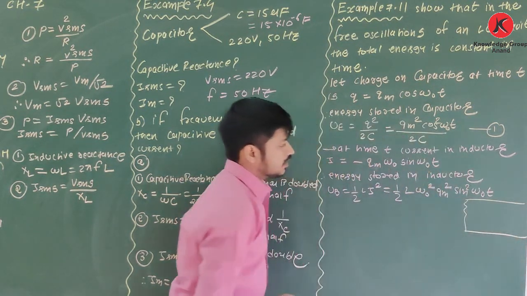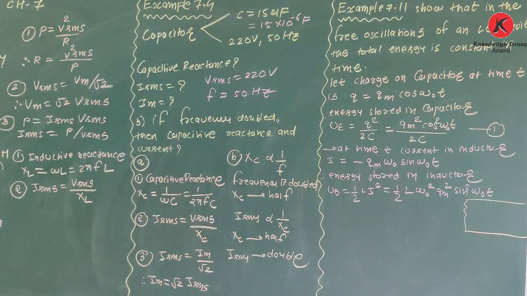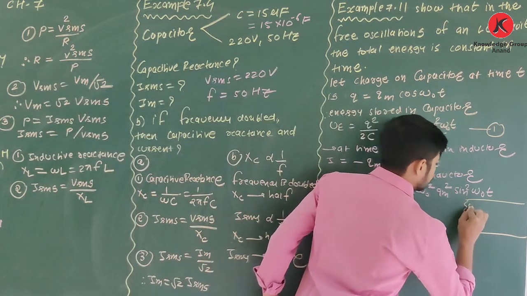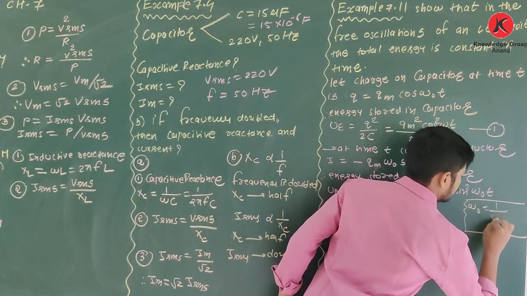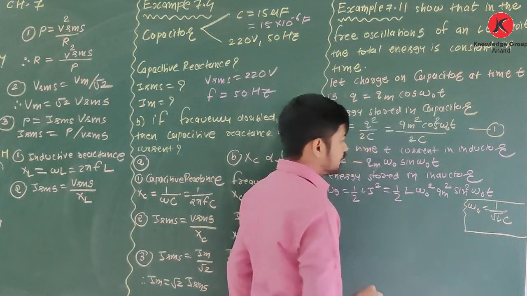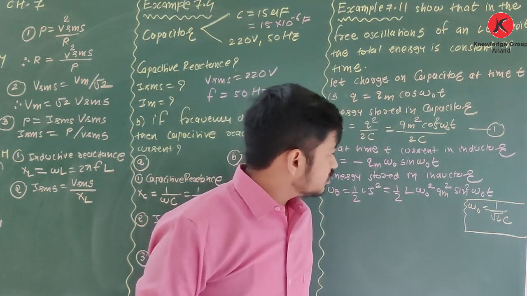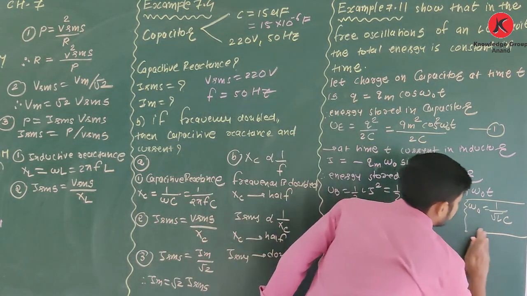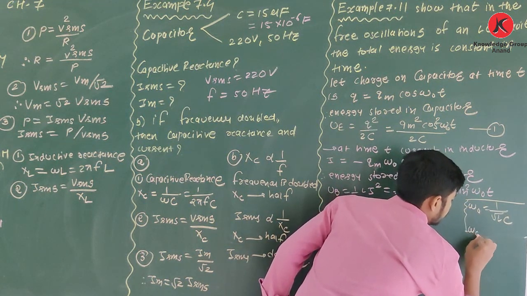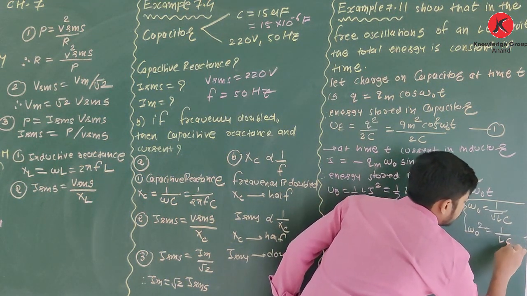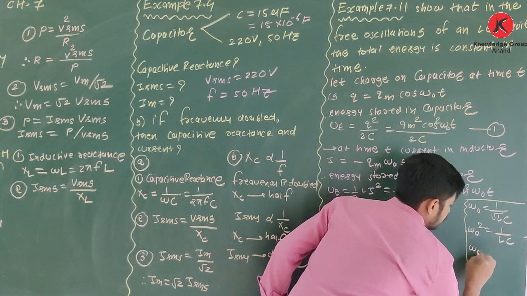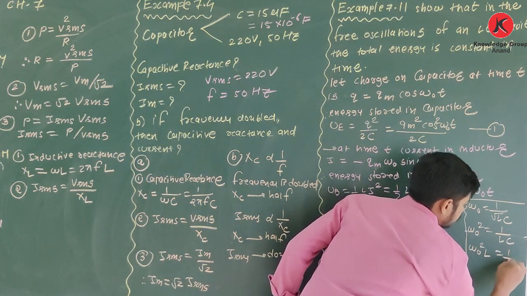Which relation? We know one relation. At some particular frequency, that is omega 0, omega 0 is equal to 1 upon under root LC. If you take square on both sides, omega 0 square is equal to 1 upon LC. Therefore, omega 0 square L is equal to 1 upon C.